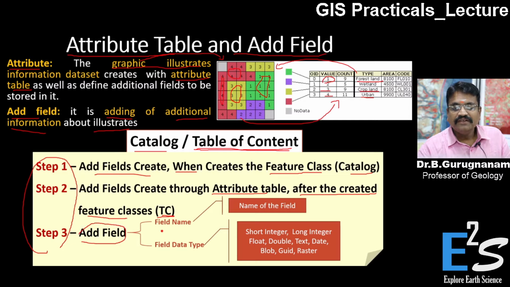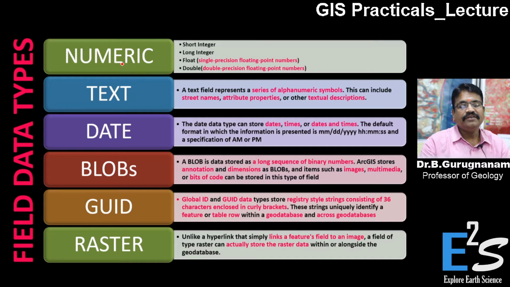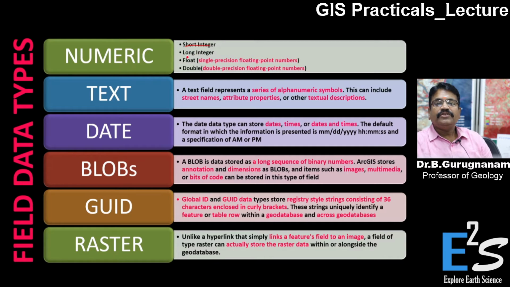Add field carries a field name and a field data type. Field name is the name of the field. Field type means what kind of value you are going to type, such as short integer or long integer. There are five field data types. Numeric: you have long integer, short integer, float, and double. Float means single-precision floating point numbers, and double means double-precision floating point numbers. Float means numbers with decimals after the number, like 0.00 or 0.02.